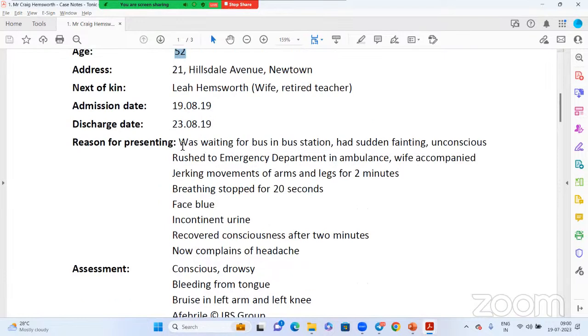Reason for presenting. Was waiting for bus. Fainted, rushed to the emergency department in ambulance. Wife accompanied, jerking movements. So here you can see here.